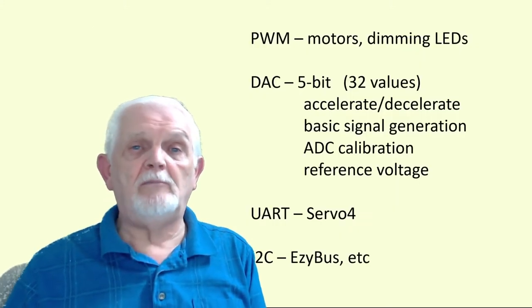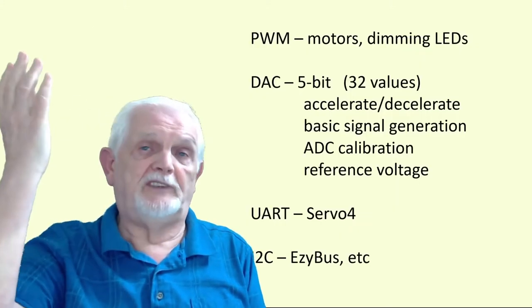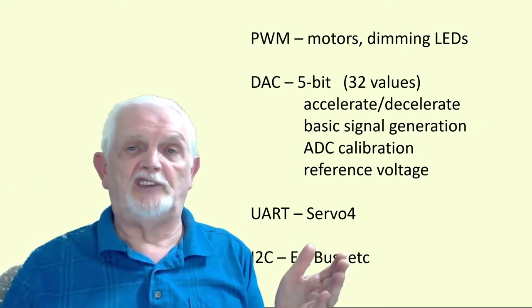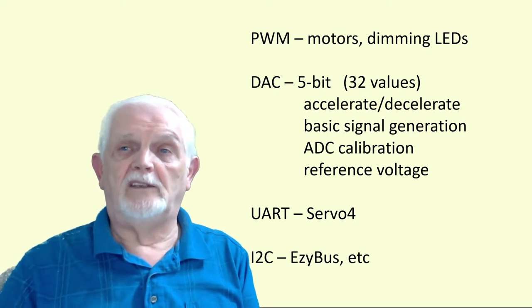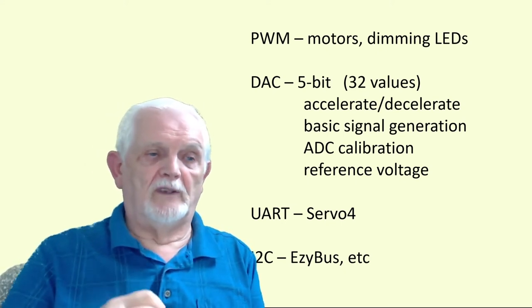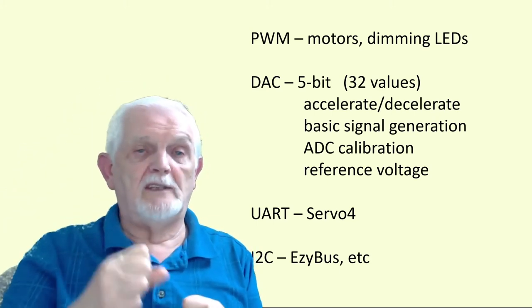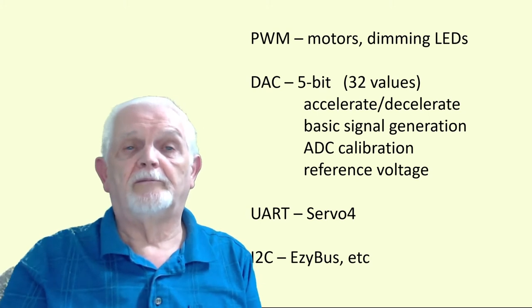The PWM can be used for, as I said before, speeding up and slowing down motors. You can accelerate and decelerate trains. You can dim LEDs. You can make them ramp up, ramp down, ramp up, ramp down, rather than just switching off and on.